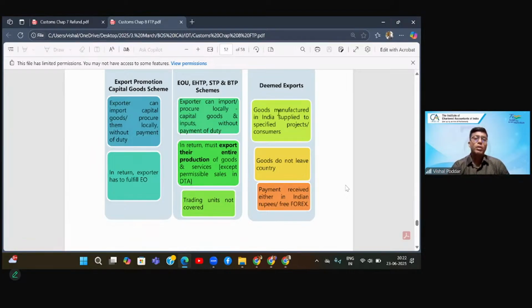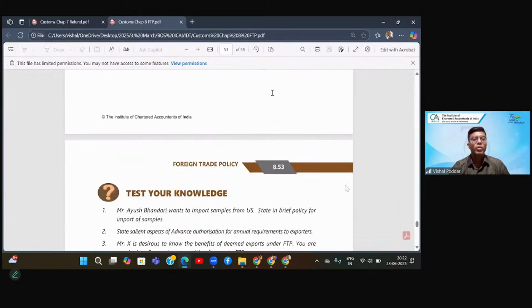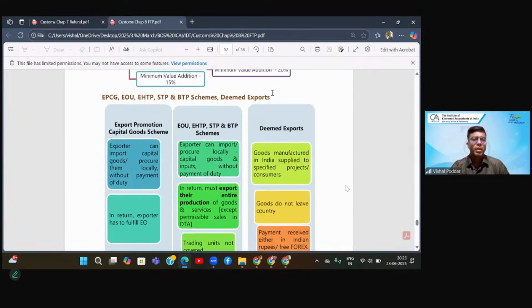Deemed export: goods which are manufactured in India and supplied to specific projects or consumers. In this case, the goods actually do not go out of India. Payment is also received in Indian currency only, or at times forex, because you are supplying it domestically. But the person you are supplying to is going to further export it or use it in some specific project. That is where it is given the status of deemed export, and all types of benefits on that particular supply are provided. So these are some important schemes that are there.